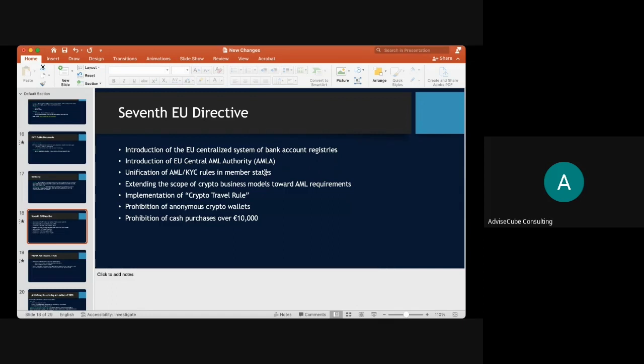Okay. Prohibition of anonymous crypto wallets. They are saying that anonymous crypto wallets are no longer allowed. It should be owned by someone at the end. Prohibition of cash purchases over 10,000. The new regulation will contain directly applicable rules, including in the area of CDD and beneficial owners. It includes establishment of an EU-wide limit of 10,000 for cash payments. Anything above a 10,000 purchase is prohibited. Okay, so these are the sections that are announced in this 7th EU directive.